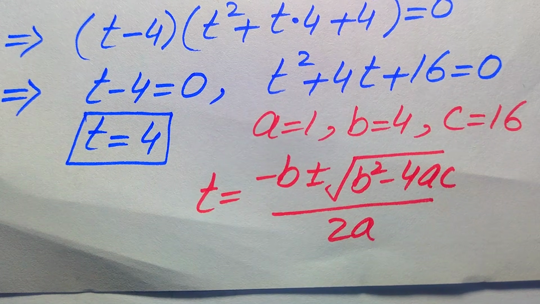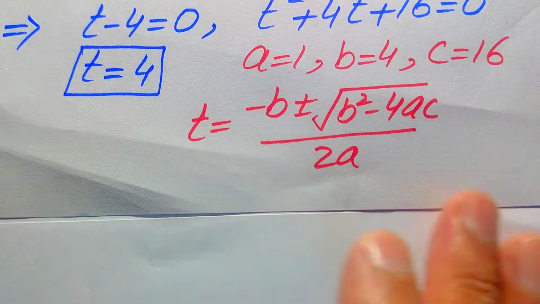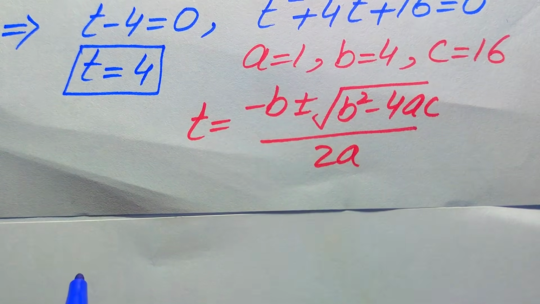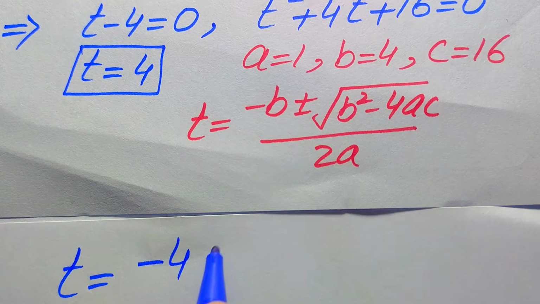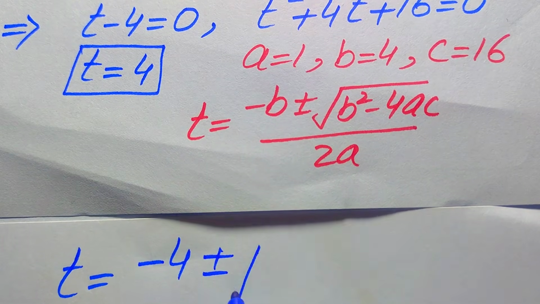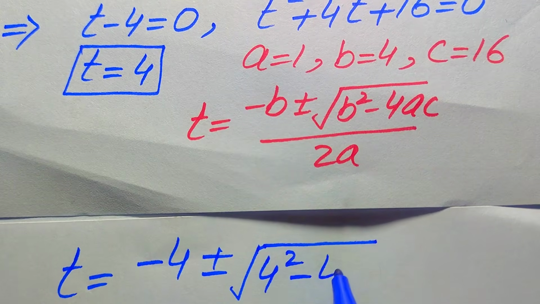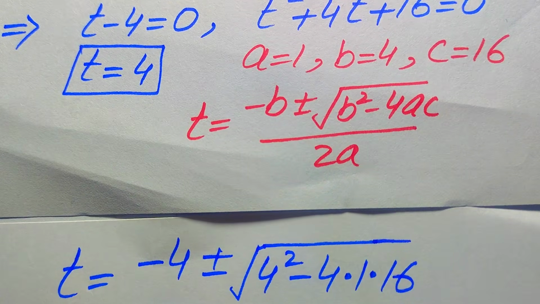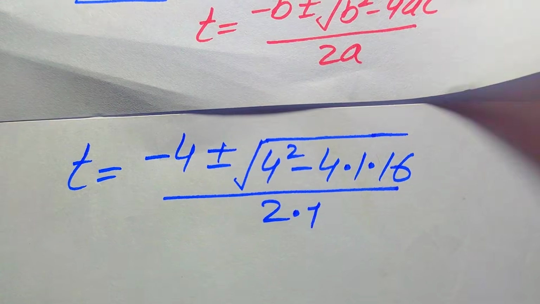So this is our quadratic formula, and here we need to substitute all the values of a, b, and c in this formula, and we get the remaining roots of the given equation. When we substitute all these values, it will be written as t equals, first we have minus b, the value of b is 4, so it becomes minus 4 plus minus square root of b squared, 4 squared, minus 4 times a, which is 1, and c is 16, divided by 2 times a, and here our a is equal to 1.